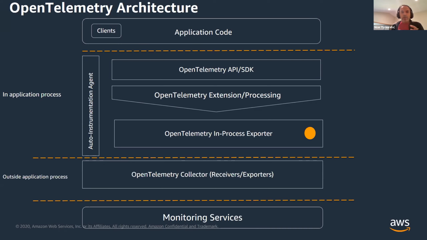There are two different ways you can do that. One is an in-process exporter, where you can directly call the backend service, such as Sumo Logic or X-Ray, from your application code. The other one is through an out-of-process exporter, which is embedded as part of the collector. The collector consists of receivers and exporters. It runs as an out-of-process service, as a sidecar in your container or as part of a Lambda extension, and it does the same thing. It takes the data from the in-process exporter in a default format, batches and collects the data, and sends it to monitoring services.